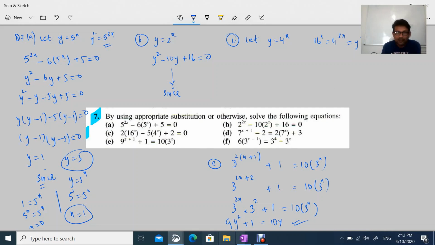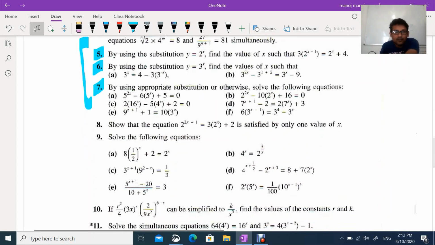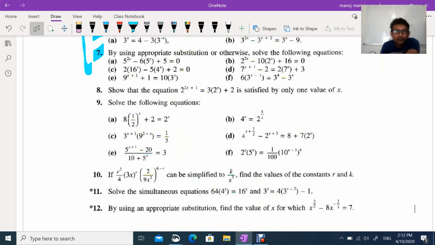The next exercise we have is about the logarithm, and I will discuss it. I think there is no problem. Okay, we have question number... I would like to do question number 9.